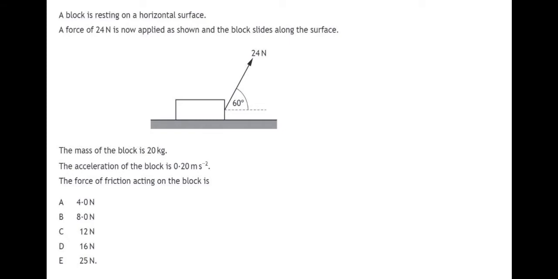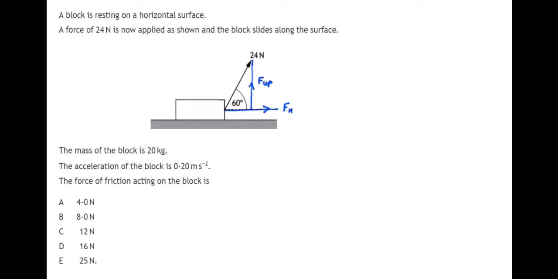Question 2. A block is resting on a horizontal surface. A force of 24 newtons is now applied as shown, and the block slides along the surface. The mass of the block is 20 kilograms. The acceleration of the block is 0.2 meters per second squared. The force of friction acting on the block is... So, that 24 newtons is being applied at an angle of 60 degrees to the horizontal. That can be broken down into two forces, an upward force and a horizontal force. Now, that forms a right-angled triangle. The block is going to move horizontally, so it's the horizontal component of the force that we're going to be interested in. So, the horizontal force forms the adjacent side of that triangle.